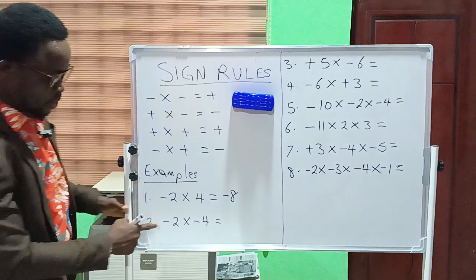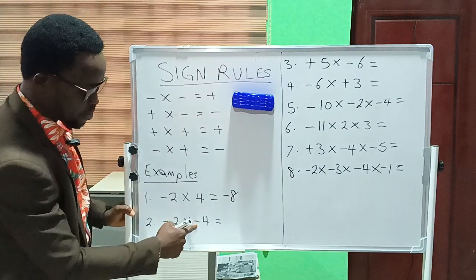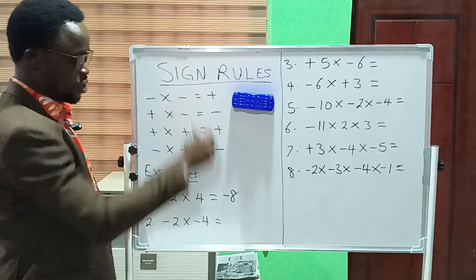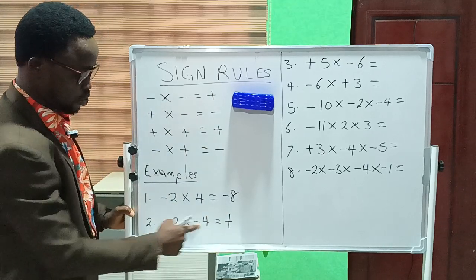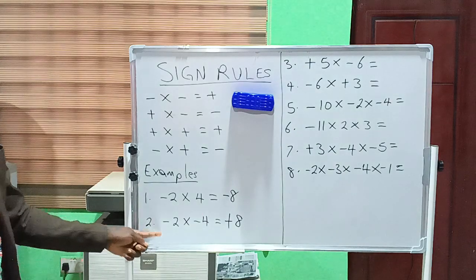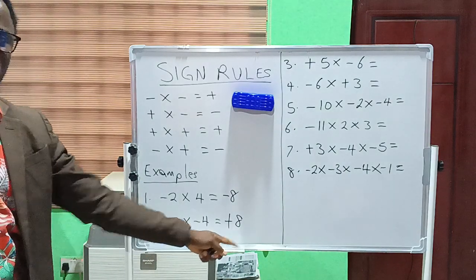Look at the next one. Minus times minus. Let's multiply the sign first. Minus times minus. Look at it here. It says what? It's plus. And 2 times 4 is what? 8. Can you see? This one is plus 8. Because minus multiplied with another minus will give us plus.